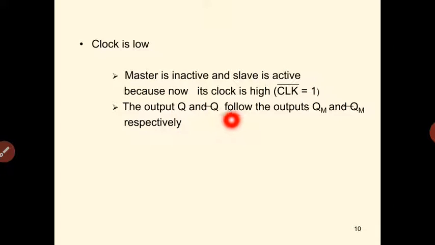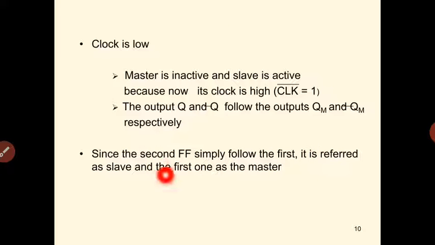The outputs Q and Q bar of the slave flip flop follow the outputs QM and QM bar of the master JK flip flop respectively. Since the second flip flop simply follows the first, it is referred to as slave and the first one as the master. Since the output of the second flip flop simply follows the output of the first flip flop, it is referred to as slave. That's why the second flip flop is called slave and the first flip flop is called master. Hence the name master slave JK flip flop. The type of flip flops used in master slave flip flop is JK flip flops only. That's why it is called master slave JK flip flop.